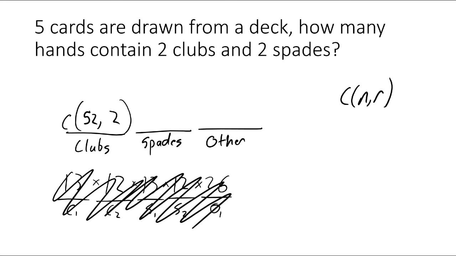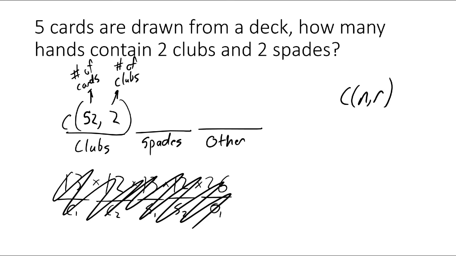So let's think about that for a second. There are 52 cards. So that 52 refers to the number of cards. The 2, we're saying that refers to the number of clubs. So are those the same thing? Do they refer to the same type of thing? And the answer is no. One of those refers to the number of cards. One of those refers to the number of clubs. And we can't do that. That's not how combinations work.